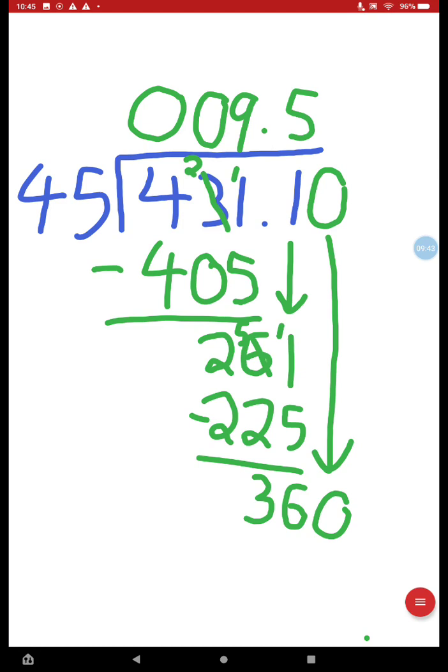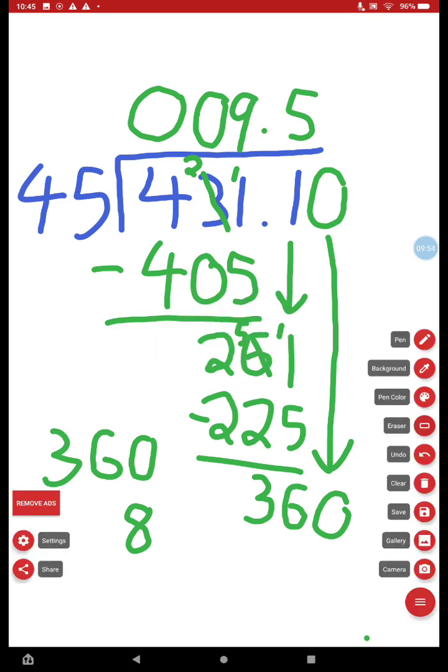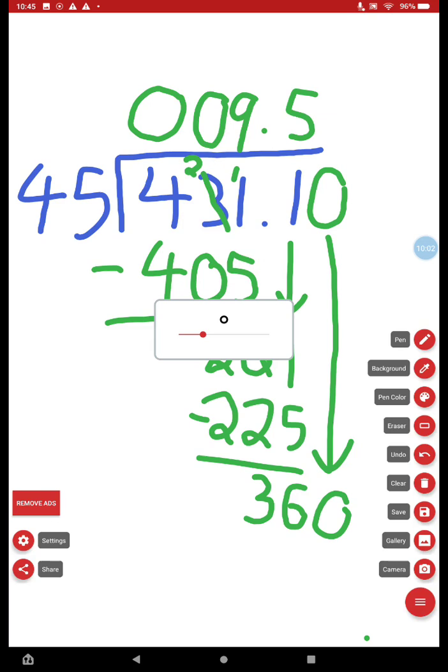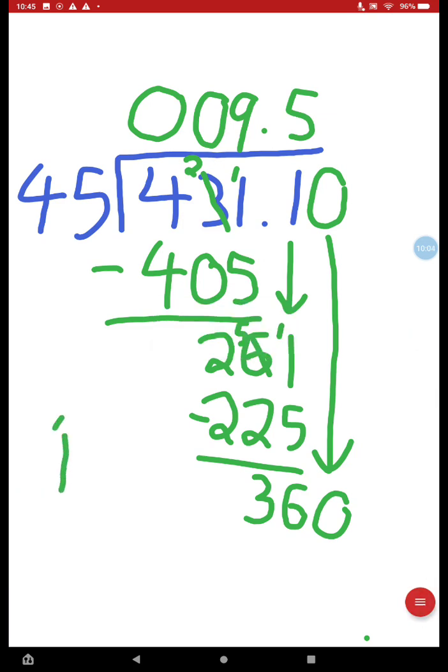Let's double check. Let's do 360 times 8. And we'll double check to see if this works. Oops, I'm sorry. Mr. Ivan made a mistake. Not 360 times 8. That would get us a way wrong number. What's the divisor? 45 times 8. Multiply it out.